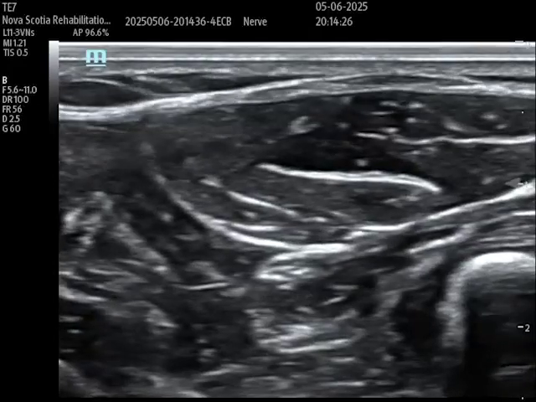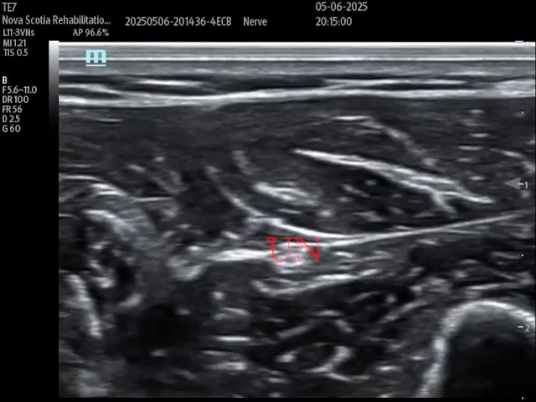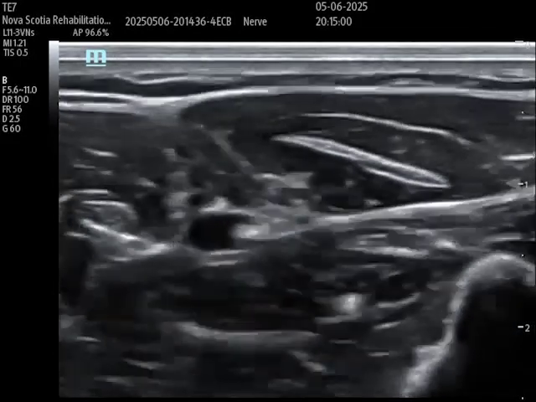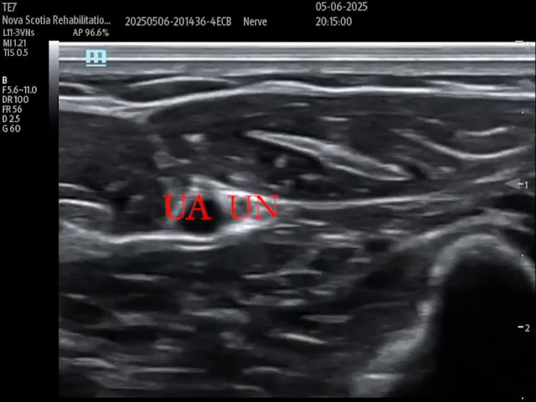I'm just going to move to a new ultrasound video here. Again, there's that ulnar nerve, with the nice honeycomb appearance. I'm going to start moving the probe distally. What is important here is you're going to see that ulnar nerve join up near the ulnar artery, which I've labeled as UA here.